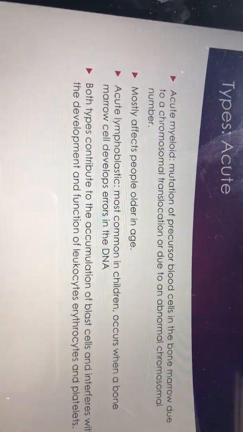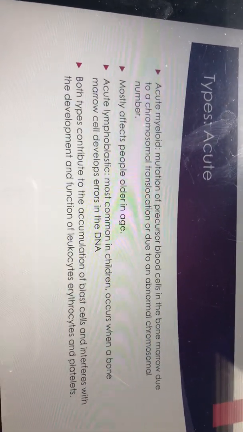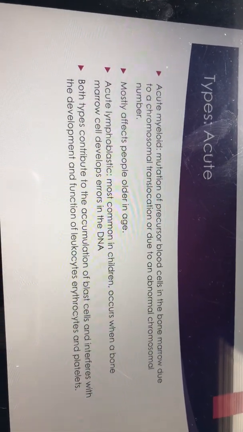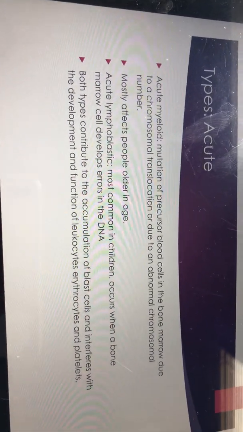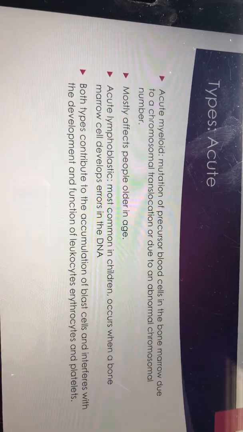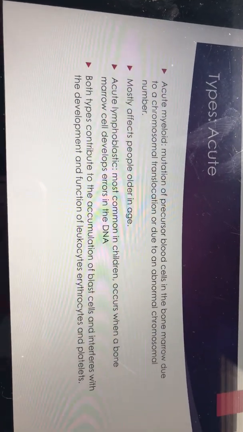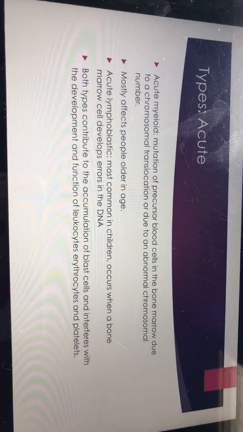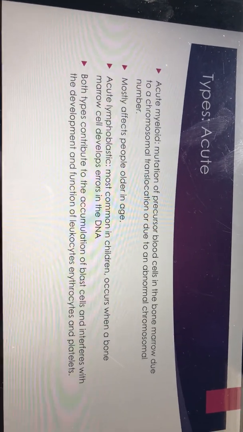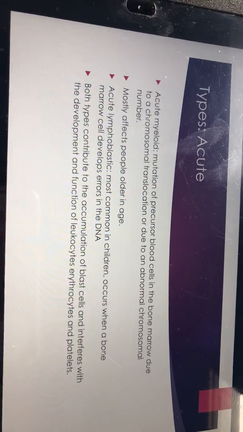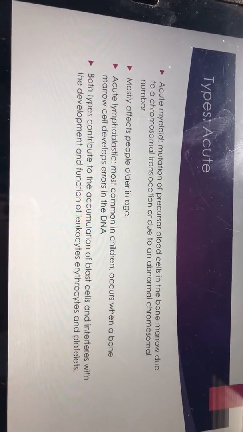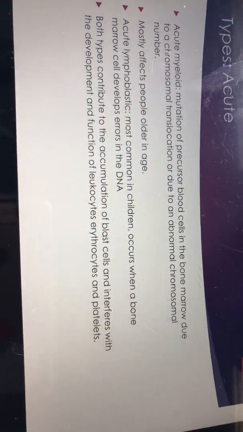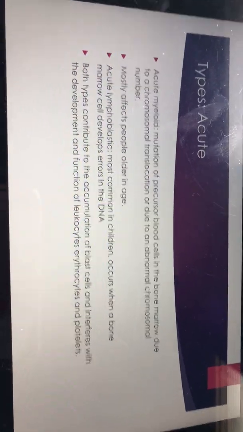For acute leukemia, acute myeloid leukemia is a mutation of precursor blood cells in the bone marrow due to a chromosomal translocation or an abnormal chromosomal number. It mostly affects older people. Acute lymphoblastic leukemia is most common in children, and it occurs when a bone marrow cell develops errors in the DNA. Both types contribute to the accumulation of blast cells and interfere with the development and function of leukocytes, erythrocytes, and platelets.